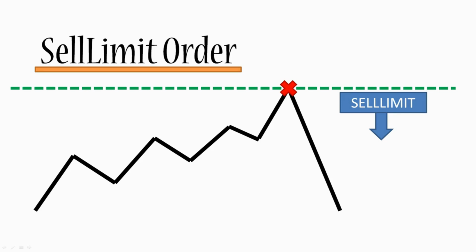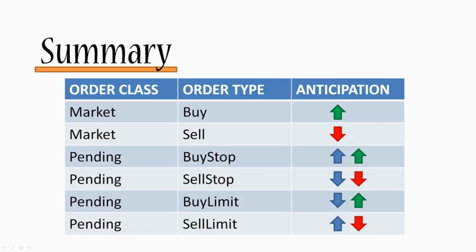So with your pending orders, you can also set stop loss and take profit levels, which will be triggered with the order, meaning that as soon as the order turns into a buy or sell order, the take profit and stop loss levels will be activated, and they will be protecting your order as they would with any other market order. And to sum up, we've got our different order classes, different order types, and anticipated market movements.